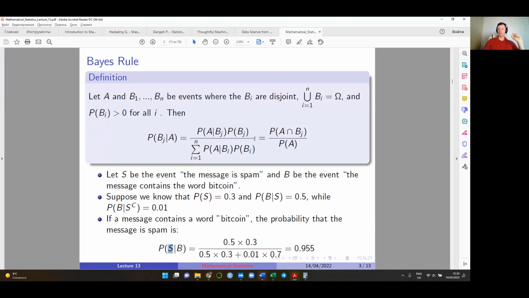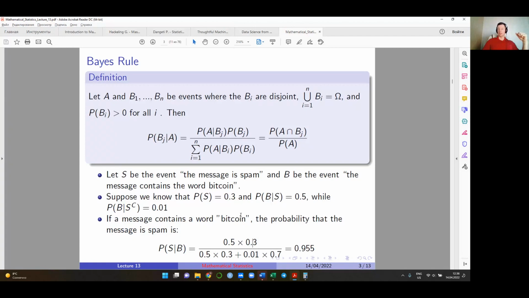Look, in the numerator, we need to calculate the probability that both A and B occur. So what is A and B? In our case, both spam and Bitcoin occur. So how to deal with this? I know that the conditional probability to receive a message with Bitcoin given spam is 0.5. And I know that the probability to receive spam is 0.3. Which means that the total probability is going to be 0.5 times 0.3. The probability that I will receive spam, and the probability that after receiving spam, this letter is going to contain the word Bitcoin. So 0.5 times 0.3.